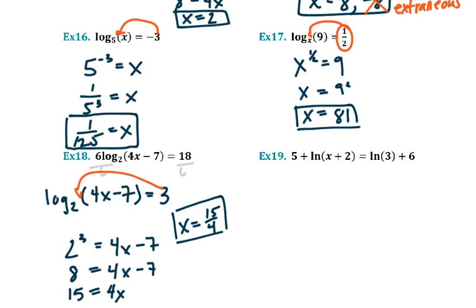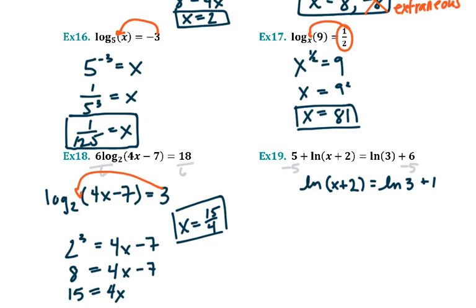So on this next one, we have 2 constants. So we start getting into a little bit more rearranging of the equations. I can collect those constants to one side. And in this situation, when I'm dealing with 5 plus ln of x plus 2 equals ln 3 plus 6, I'm going to subtract 5 from both sides of the equation, which gives me the natural log of x plus 2 equals the natural log of 3 plus 1.